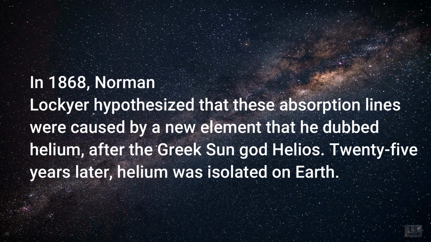Fact time: during early studies of the optical spectrum of the photosphere, some observation lines were found that did not correspond to any chemical elements then known on Earth. In 1868, Norman Lockyer hypothesized that these observation lines were caused by a new element that he dubbed helium, after the Greek sun god Helios. 25 years later, helium was isolated on Earth.